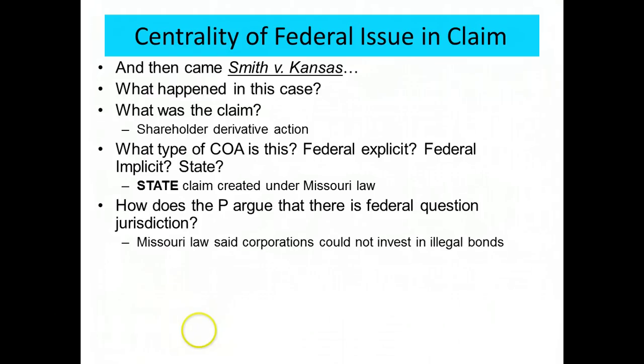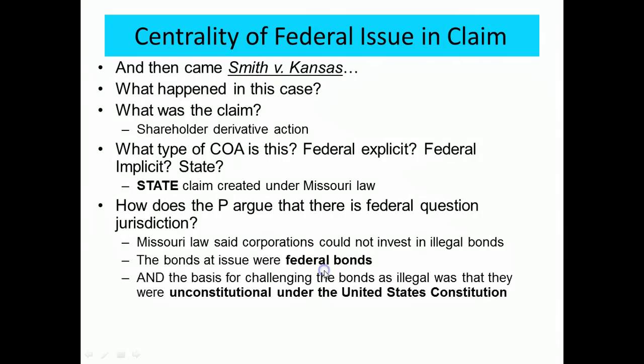And the way they do this is they say, look, Missouri law said corporations cannot invest in illegal bonds, and because our corporation is being directed to do so, it was engaging in unlawful behavior. And that the bonds at issue that they said were illegal were themselves federal bonds. And they say that the reason that they were illegal, federal bonds, was that the Congress had unconstitutionally issued these according to the United States Constitution.